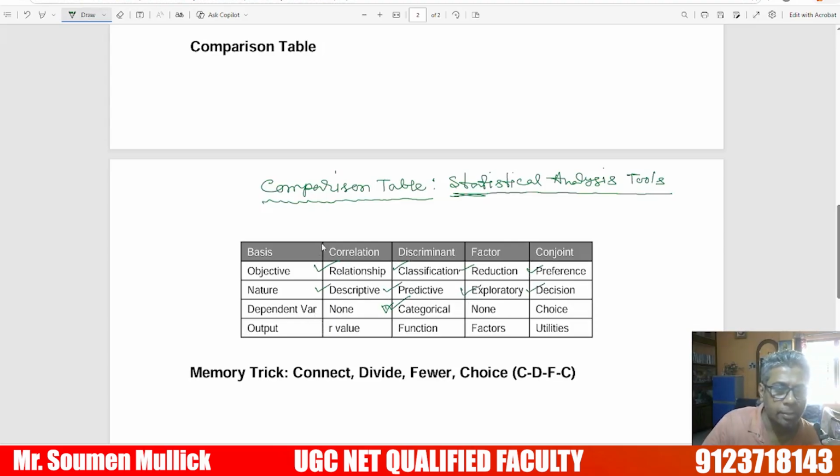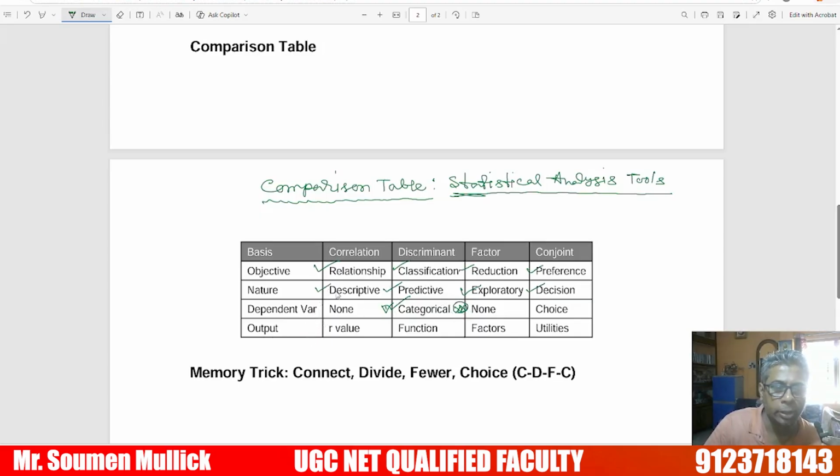In the case of the dependent variable: correlation, none; factor analysis, none; and conjoint analysis, choice. But in the case of discriminant analysis, the dependent variable should be categorical. This point is very, very important. In discriminant analysis, the dependent variable should be categorical.